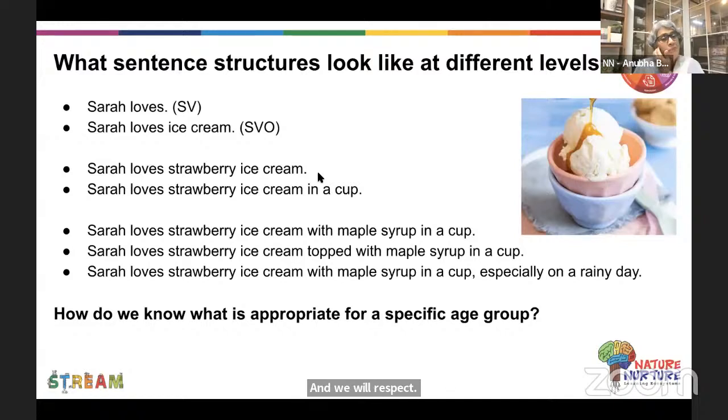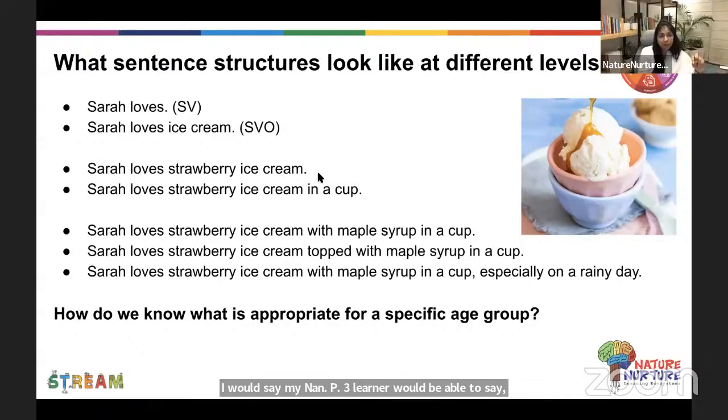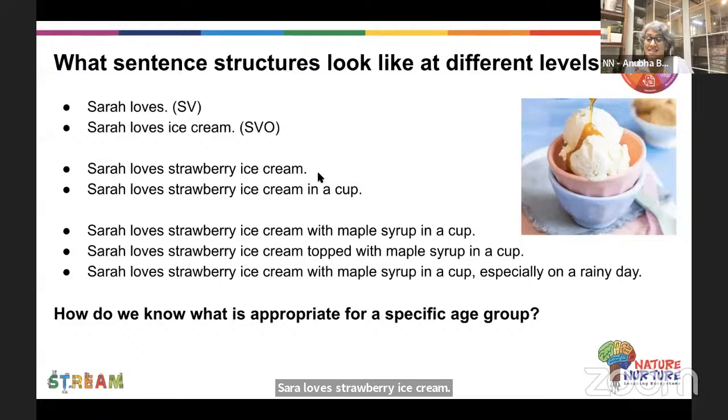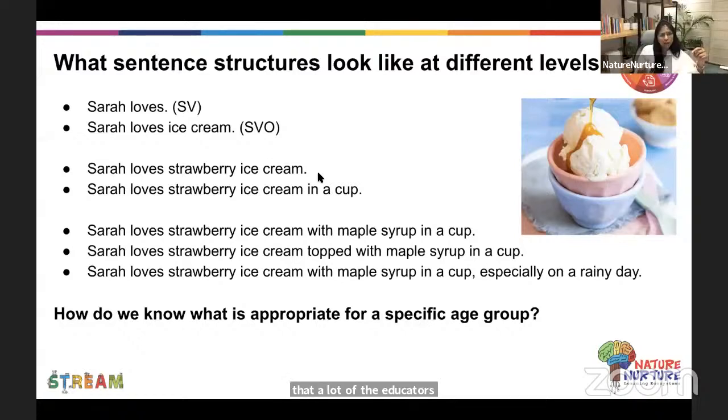Absolutely. So for me, ma'am, I was teaching in a metropolitan city. I would say my NNLP 3 or 4 learner would be able to say Sarah loves strawberry ice cream. Right. Yes, maybe a lot of the educators are saying that for their NNLP 4 learners. So if I go to a rural classroom, maybe Sarah loves, and then the child draws a picture.